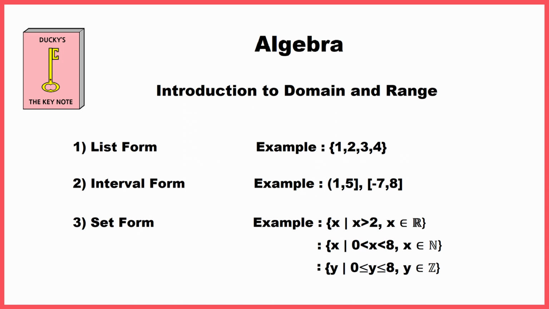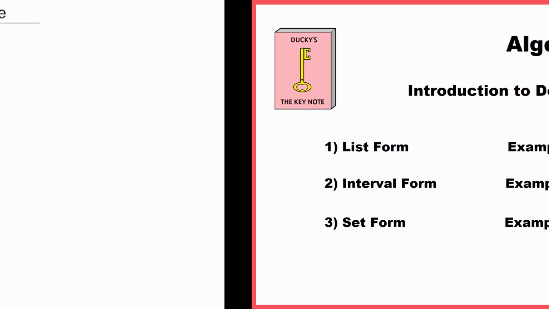We'll see three ways of writing the domain and range. First, we can write all the domain and range values explicitly, and there are two short forms of writing the domain and range, which are interval notation and set notation.